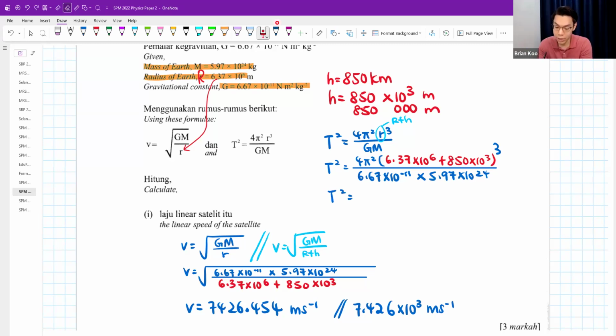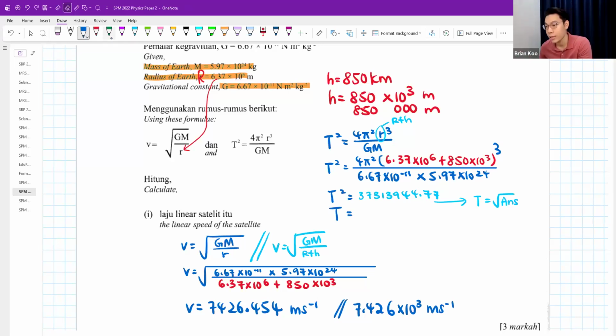Don't forget to square: 4 pi squared times 6.37 times 10 power 6 plus 850 times 10 power 3, close bracket. Don't forget to cube. And the bottom, we have G M. Okay, I got this really long thing. I don't really care about this value. This one, no marks. But just to show you, if you want to double check, this is what I got. Okay, I'm just going to go straight away in my calculator, I press square root of my answer button. That is what I care about.